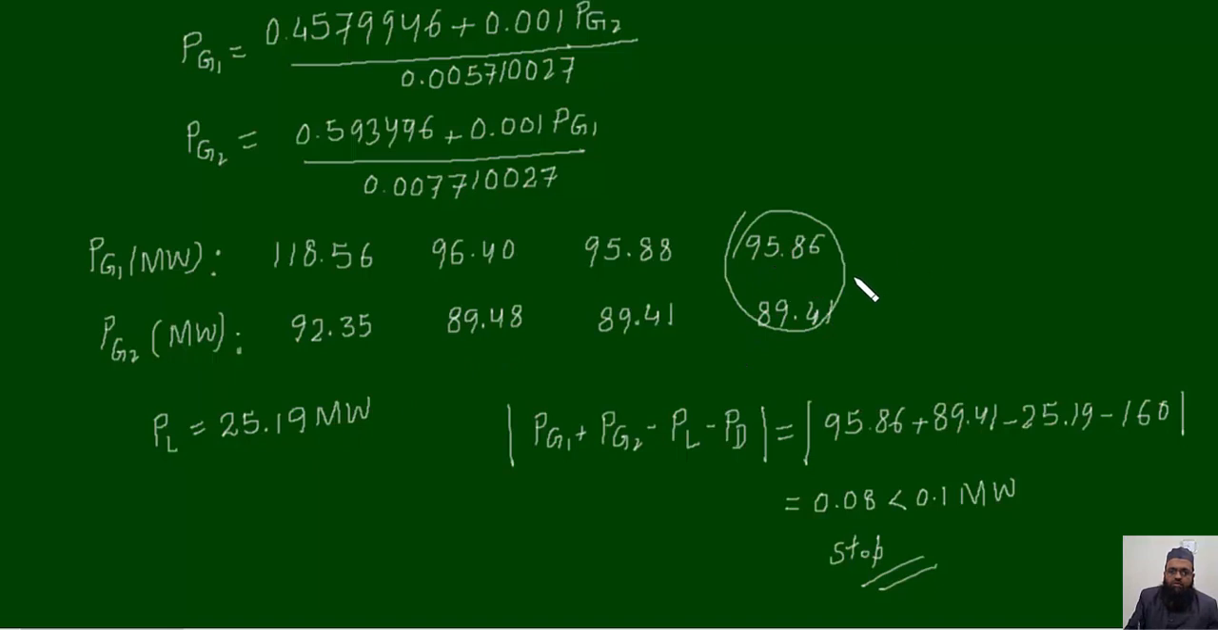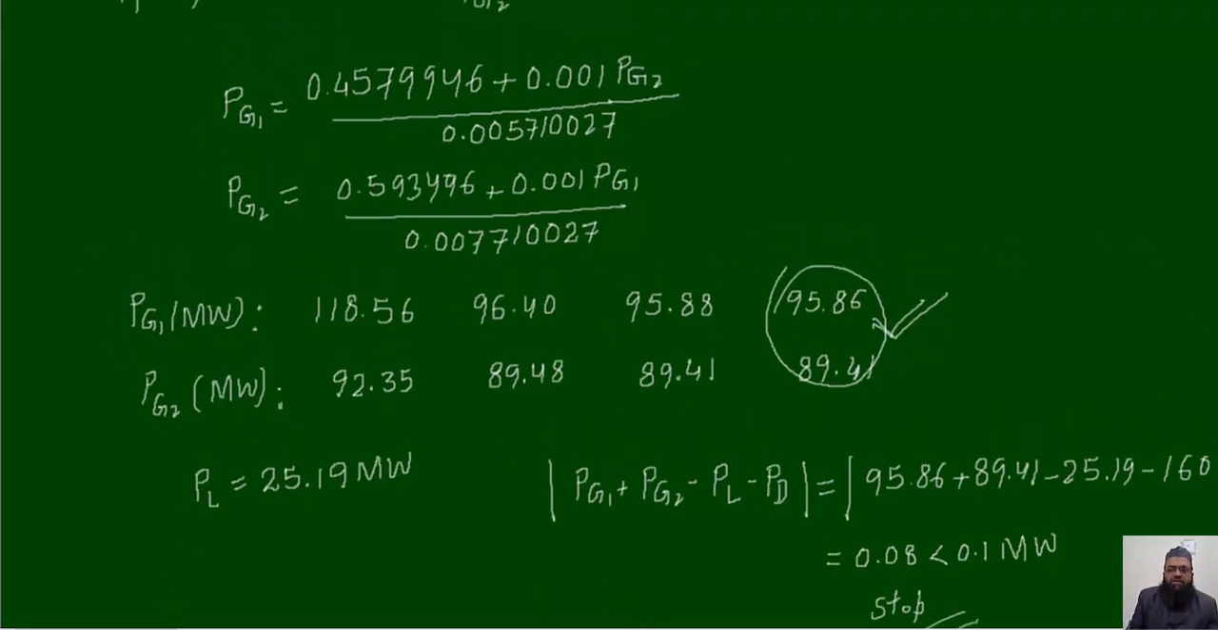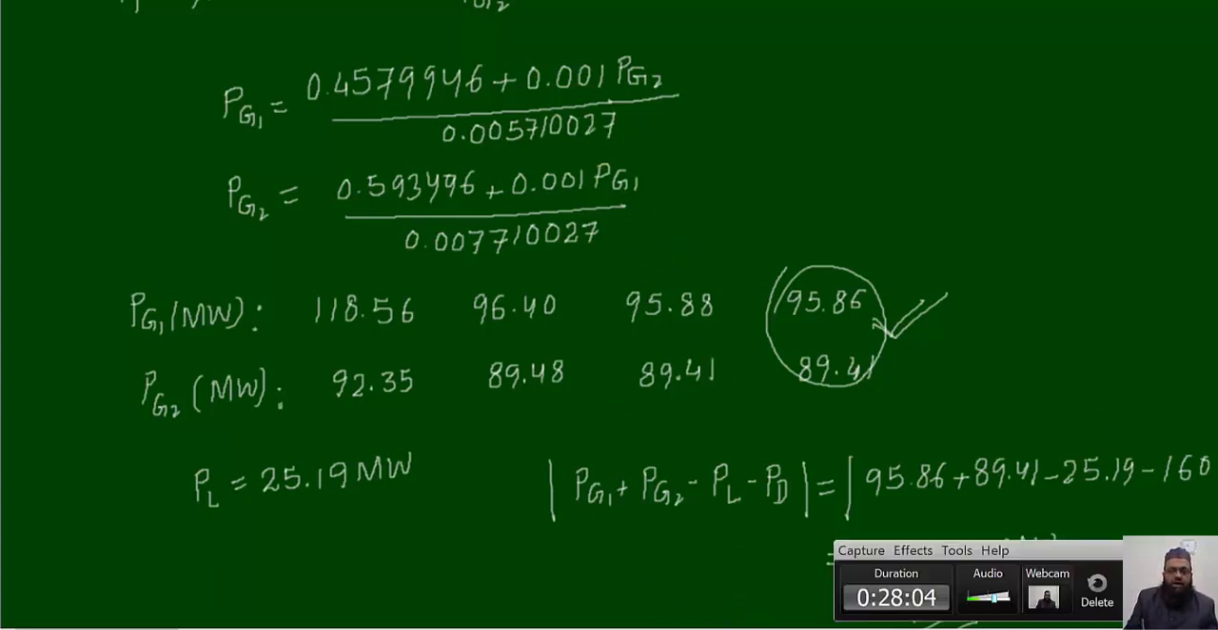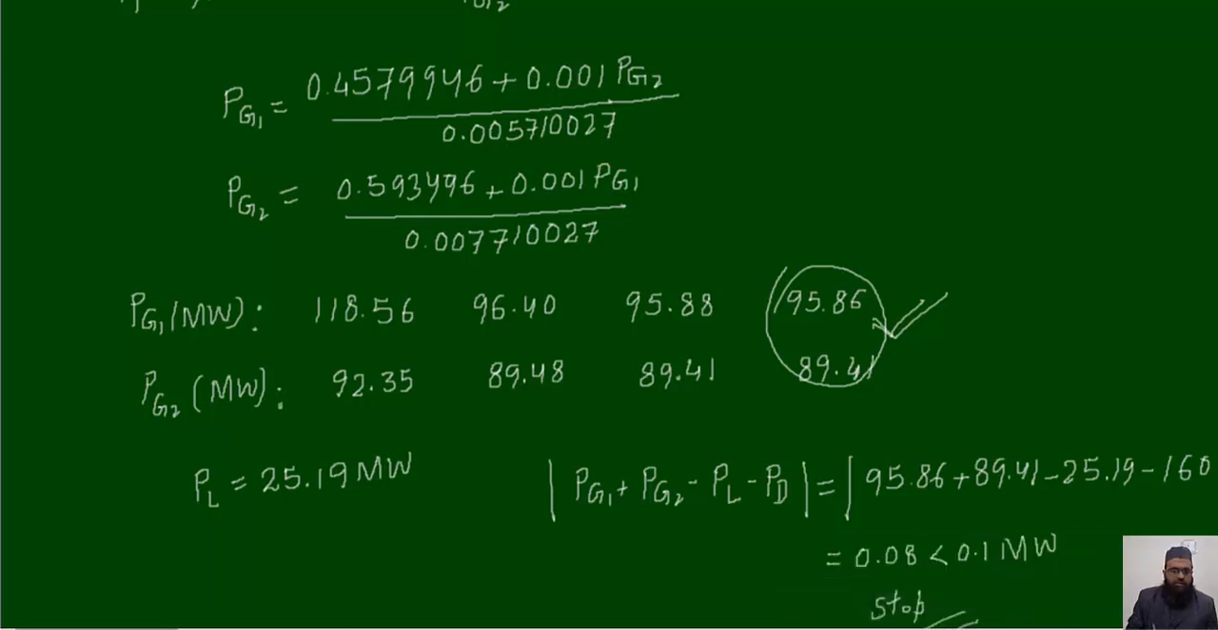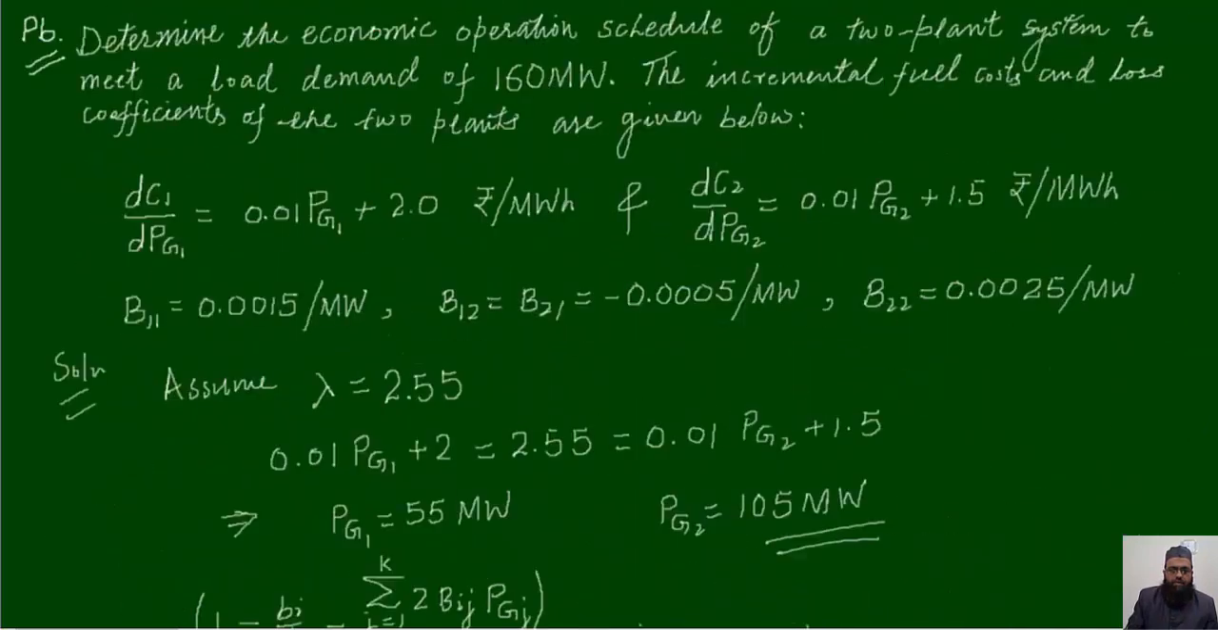So these are the solutions. PG1 is this, PG2 is this, in megawatt. No need to worry, just for learning purposes we need to explain these calculations. These calculations are basically done using computer programs. You need to just develop the algorithm and finally you will get the optimal solution. Now let us solve one more problem.